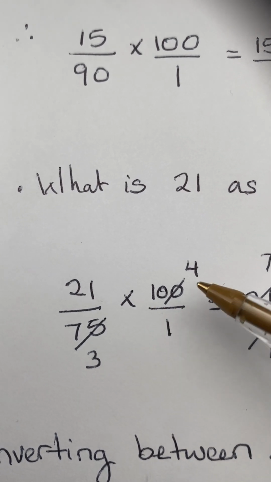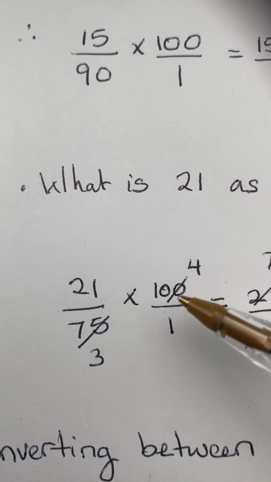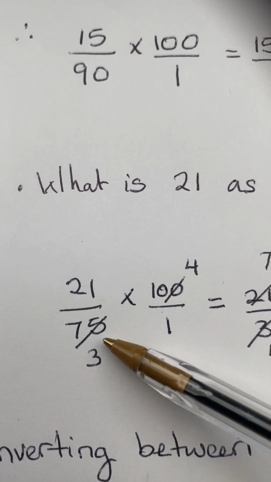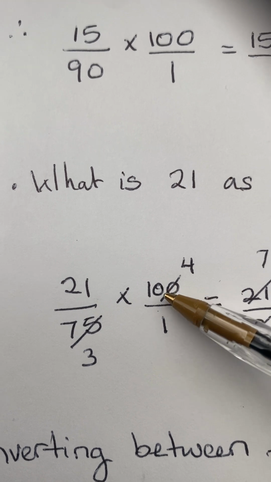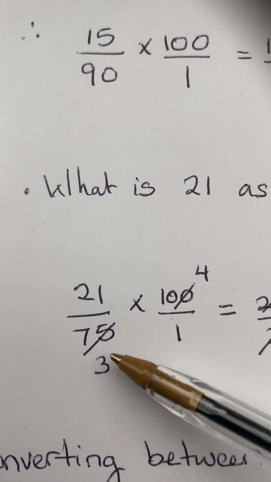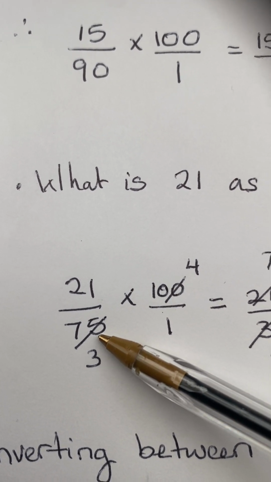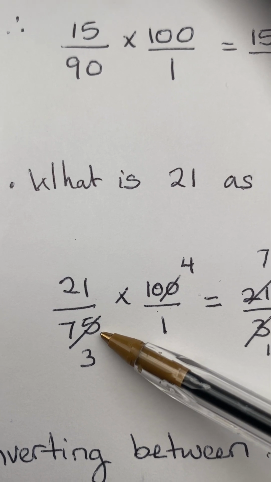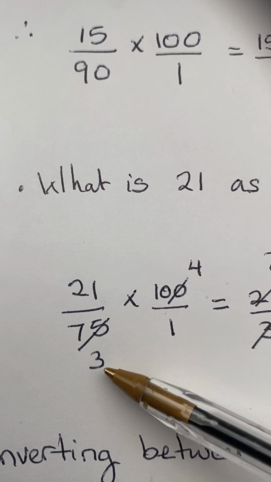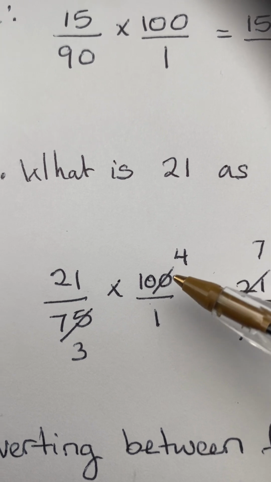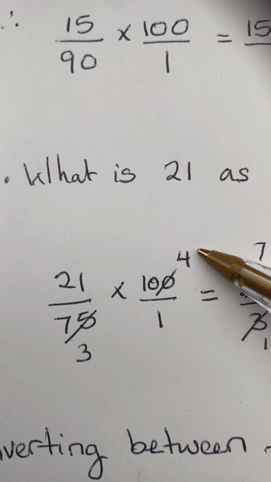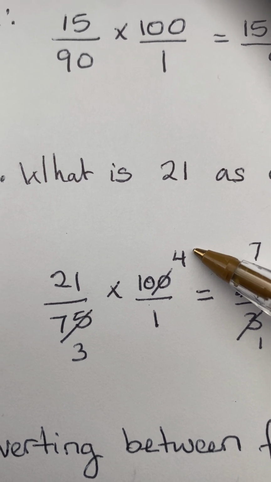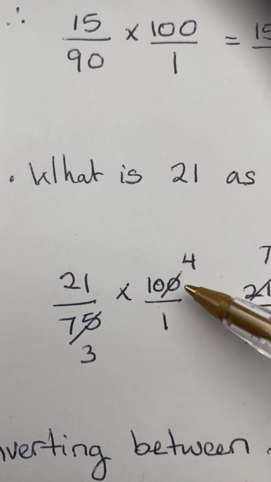So now look at it. 75 here and 100 there. 25 can divide 75, and 25 can divide 100. So how many 25s do we have in 75? 3. How many 25s do we have in 100? 4. Now we've reduced it.